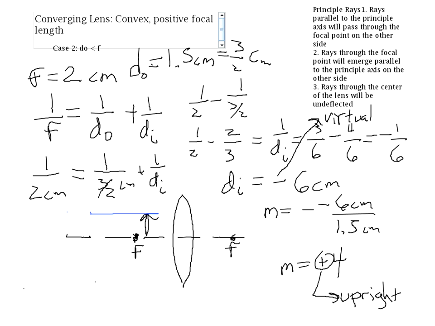Okay. So here it is, and when it gets to the center of the lens, move your straight edge so that it passes from the center of the lens through the focal point over on the other side of the lens. There we have it. Okay.